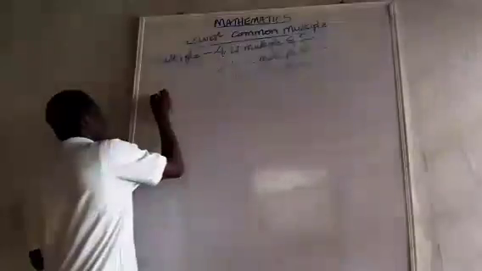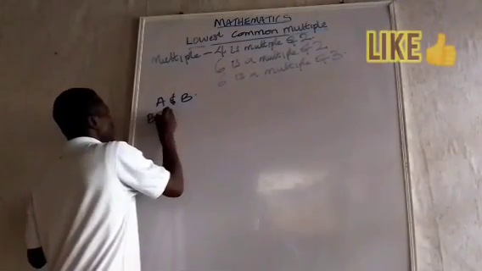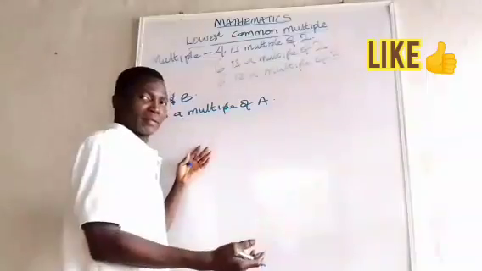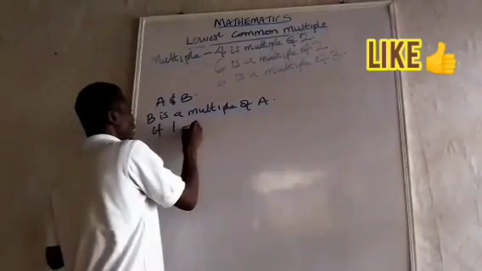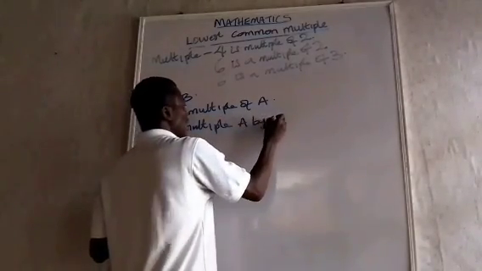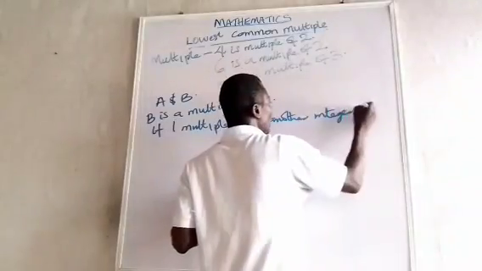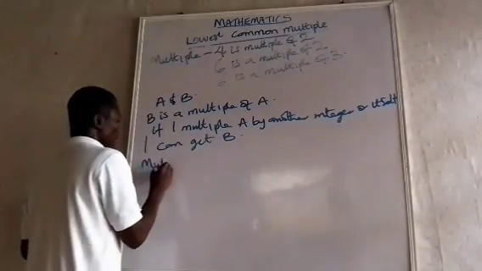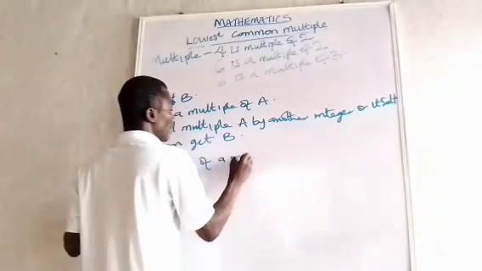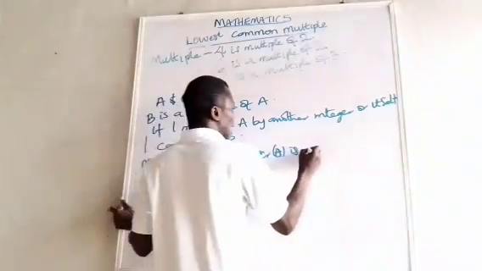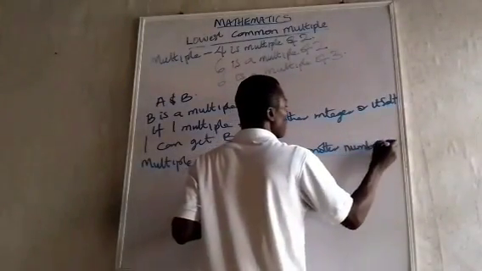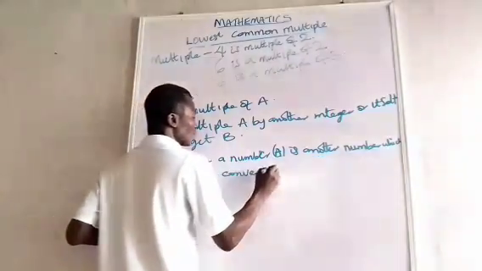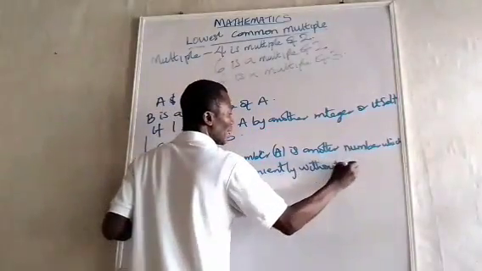Look at two numbers, A and B. Let's say B is a multiple of A. That is, if I multiply A by another integer, or by itself, I can get B. That's what we mean by a multiple. So a multiple of a number A is another number which A can divide conveniently without any remainder.